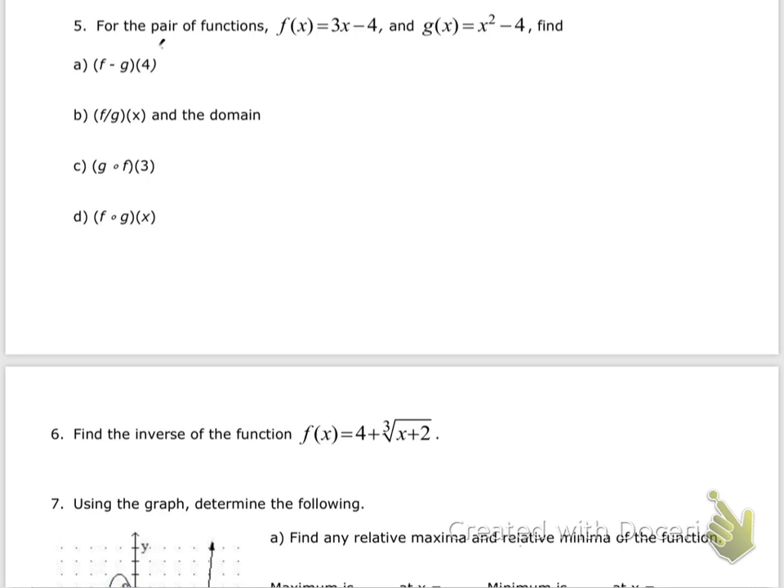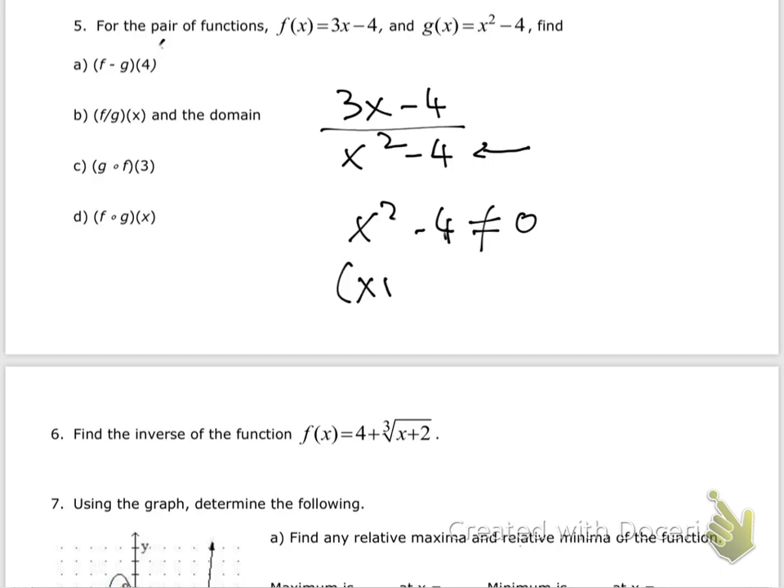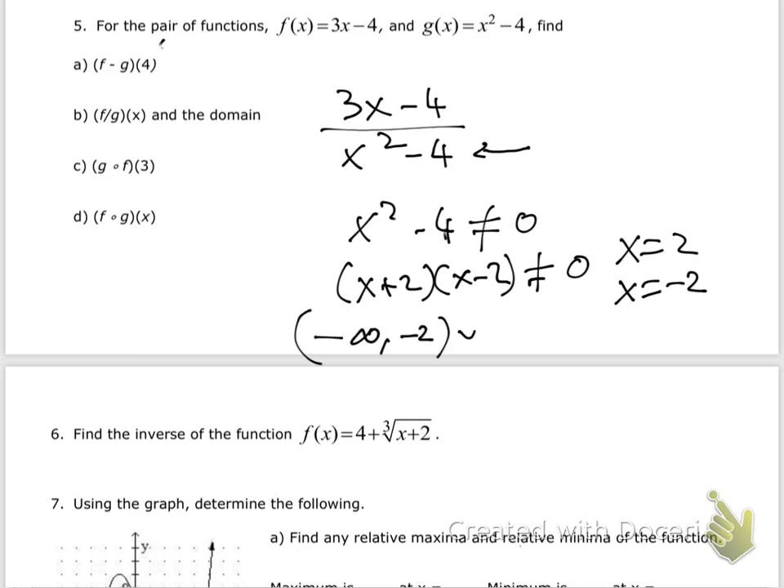Right, let's take a look at another part here, part B. So f over g. f over g is simply this, 3x minus 4 over x squared minus 4. We're not asking you to do any long division. So the domain of this is like doing the first question of this particular function review. If we factor that, x squared minus 4 cannot be 0. x plus 2, x minus 2 cannot be 0. x cannot be 2, x cannot be negative 2. Therefore, in interval notation, negative infinity to negative 2, negative 2 to 2, and then 2 to infinity. That's the domain for part B.